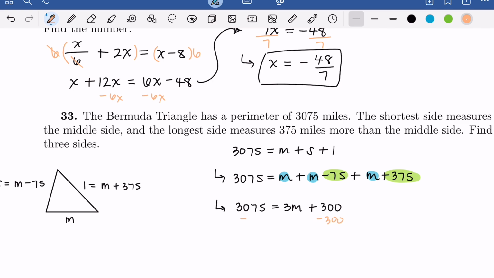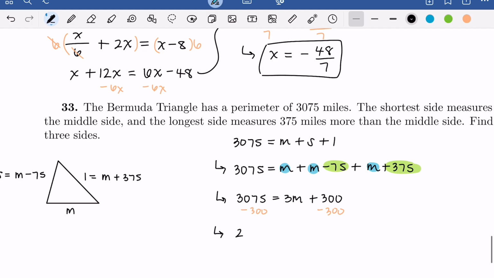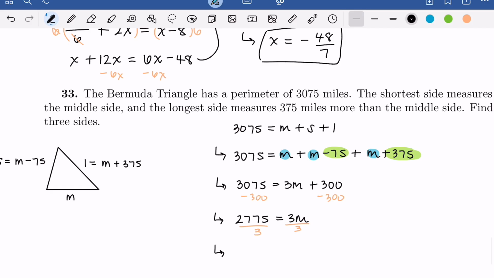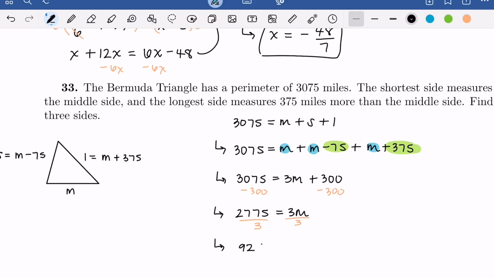We're going to subtract 300 on both sides of our equation. This is going to leave us with 2,775 on the left-hand side, and then 3m on the right. And lastly, we'll divide both sides by 3 to give us our middle length. Dividing this left-hand side here by 3, this is going to give us 925. And then our units in this case is miles. So 925 miles is going to be the length of our middle side of our Bermuda Triangle.